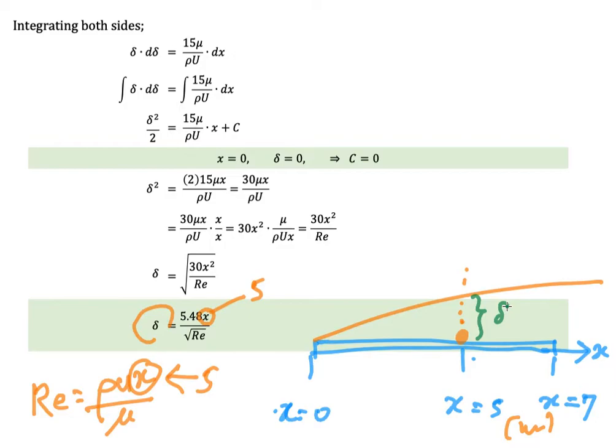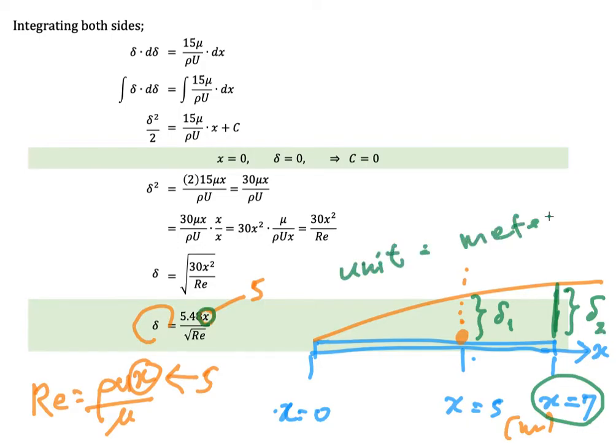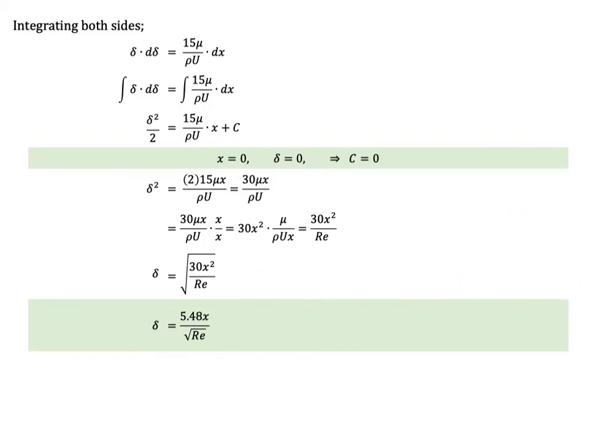Okay, so if you want to calculate the thickness here, again, you just substitute the value of x in the Reynolds number as 7, and then you will get the value of delta here. So this is delta 1, this is delta 2 maybe, and the unit of delta is meter. But sometimes people will use millimeter because the thickness is very small. So this is the idea of how to get the boundary layer thickness from the velocity profile.